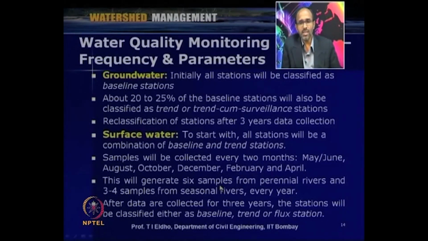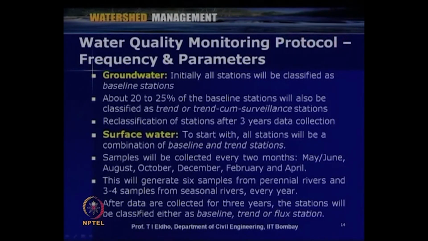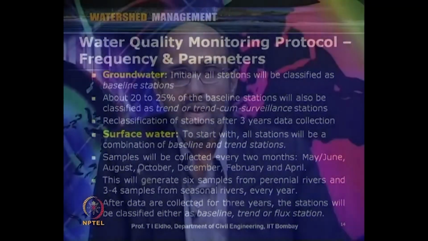This will generate at least 6 samples from perennial rivers, and 3-4 samples from seasonal rivers every year. So, accordingly, when we collect the samples and monitor, we get a large number of samples, and we get the data in a systematic way from either the baseline stations or the trend stations. Then after the data is collected for, say, 3 years, the station will be classified as either baseline or trend or flux stations, according to the guidelines specified by the Central Pollution Control Board.